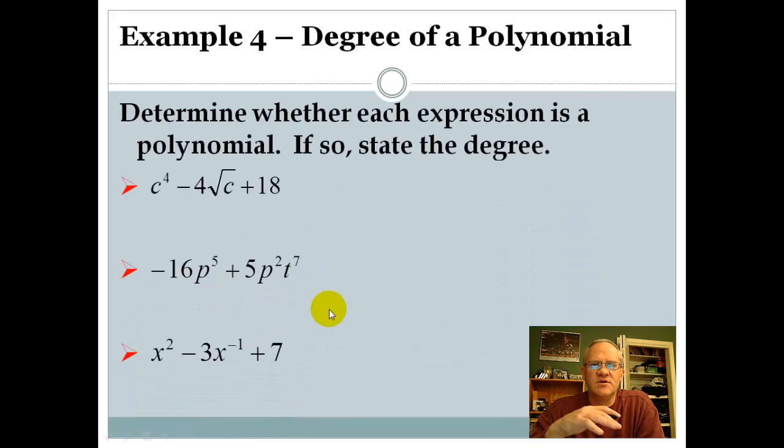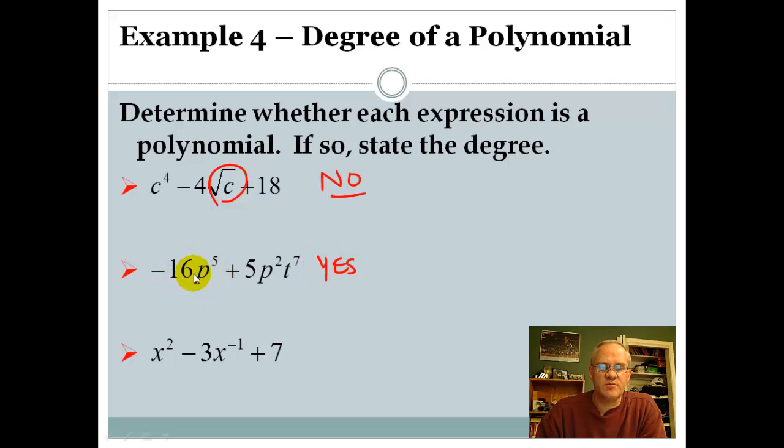All right, here's a few things. You have to determine, is it a polynomial, and if so, what is the degree? First one, is that a polynomial? No, because of the square root of c there. Number 2, is that a polynomial? Yep, because you've got negative 16 times p to the 5th, and then plus 5 times p squared times t to the 7th. That looks good.